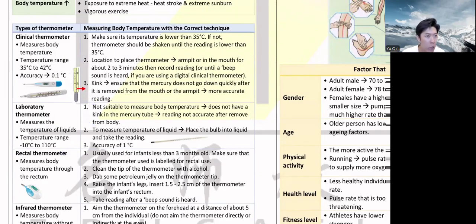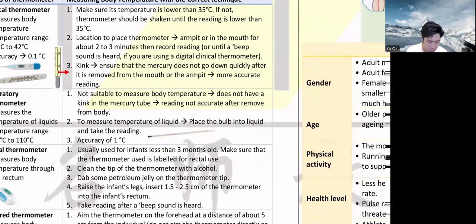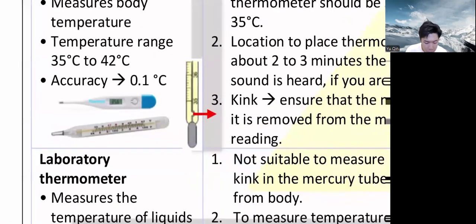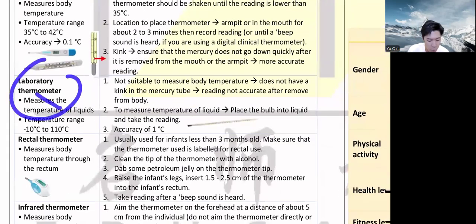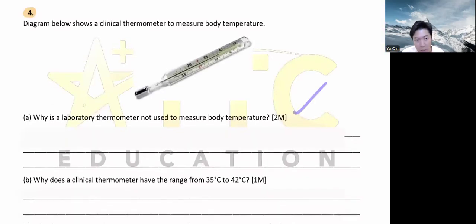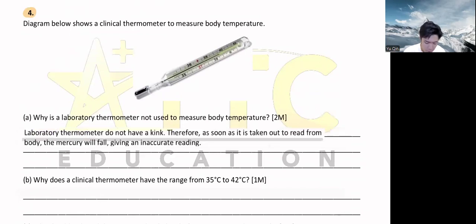And number 2, the main point is here. Why laboratory not suitable is because there is no kink. Kink is like a bump in the thermometer. You slow down the mercury. It's like a bump on the road just to slow down the car. So then the reading will be more accurate. The moment you remove it from the mouth to the doctor's eyes, the thermometer can drop a bit. You want to have the kink. So therefore, laboratory is not suitable for body temperature because simply there's no kink. So therefore, not accurate. So let's see the marks first. Yes, correct. 2 marks. First thing first, no kink. No kink, then it will drop after removing. So not accurate.